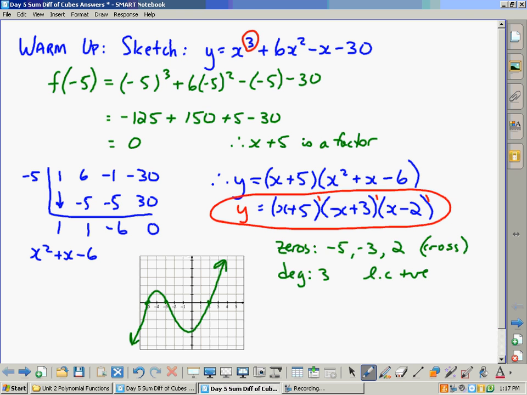Leading coefficient is positive. It's a positive 1 right there or right here. And so I know it's going to start down here, end up here, crosses at those 3 roots, and I get that picture as a possible sketch.